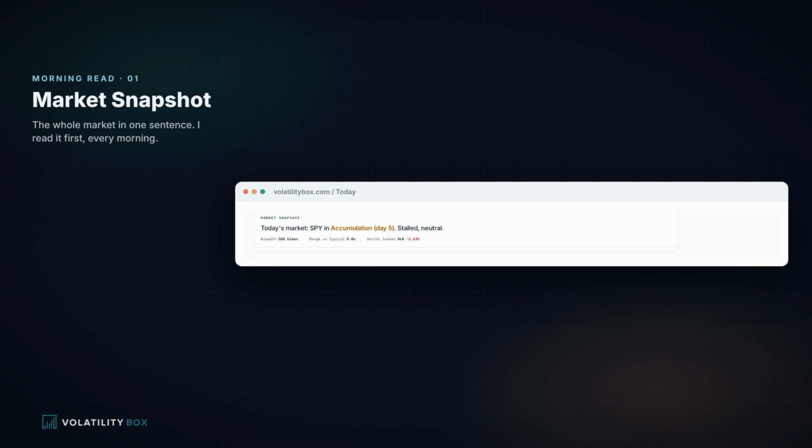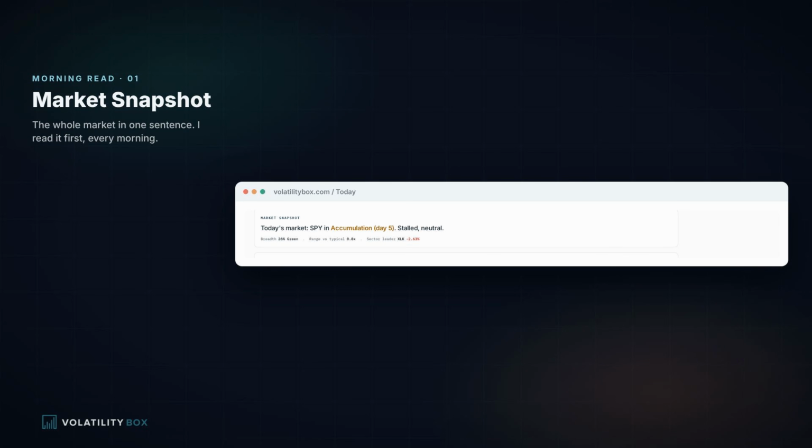Now at the very top, you'll find the market snapshot. This is the entire market, the whole market summarized in one sentence. If we take a look at what it reads today, we'll see it says SPY is in this accumulation market stage. It's day 5 and SPY has stalled and is neutral. So the model has the broad market building a base, we're 5 days in, but momentum is flat.